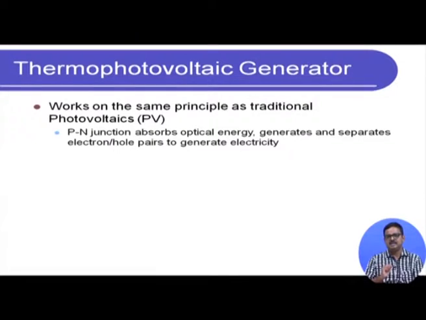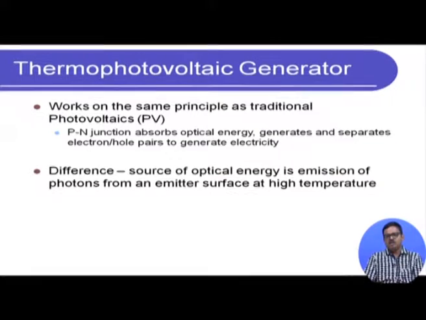optical energy that the photovoltaic cell receives is not from the sun, or the source of the optical energy is not solar energy, but however, it is thermal energy. Okay. So, what do I mean by that?